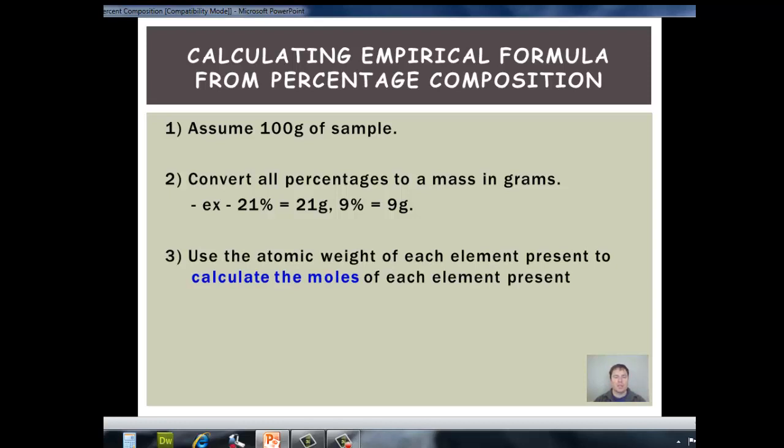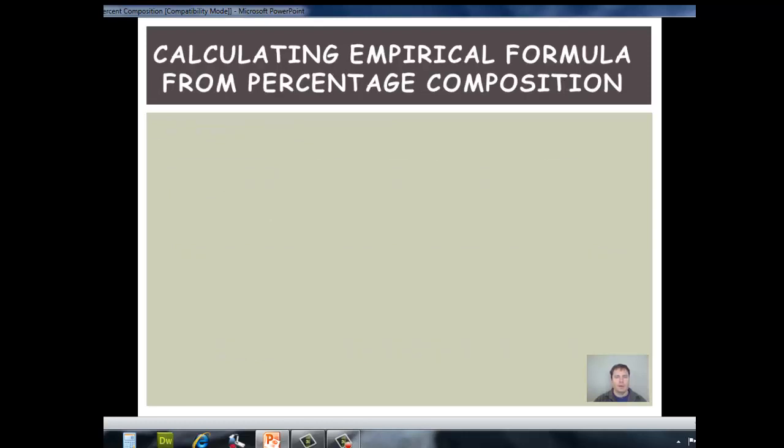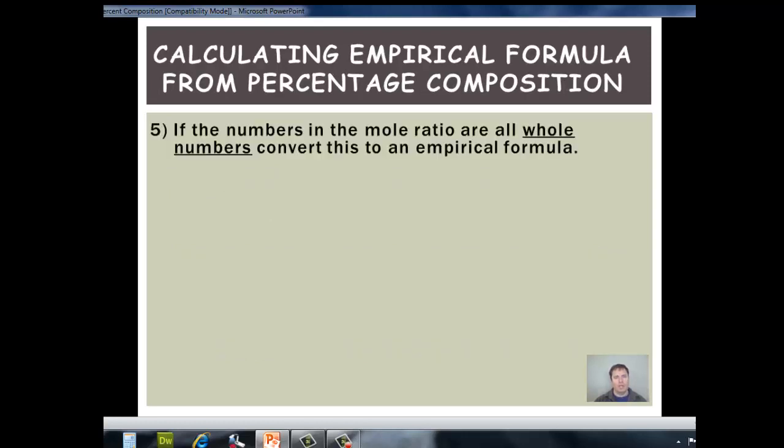Then you're going to use the atomic weights to calculate the moles of each element. Once you know the moles, you're going to divide the moles of each element by whatever the smallest is, and this will give us our molar ratio. Hopefully, that molar ratio comes back as nice, neat whole numbers, and we can just put them into our formula following our rules for naming and so on.